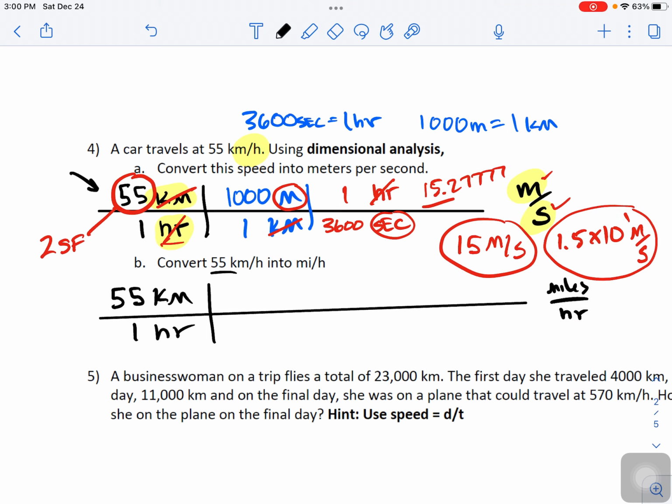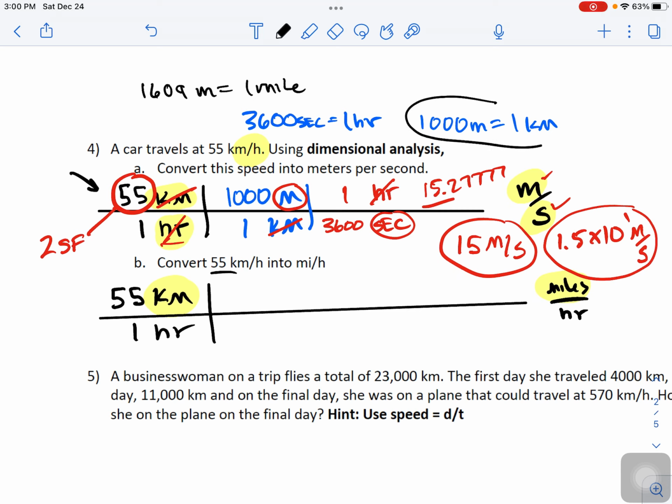Okay, so there is no conversion for the denominator. I don't have to worry about that. But I am going to have to get rid of the kilometers and introduce miles here. Okay, if I go to my conversion sheet, it will say there's 1,609 meters equals 1 mile. But then that doesn't get me out of kilometers. That only makes meters into miles.